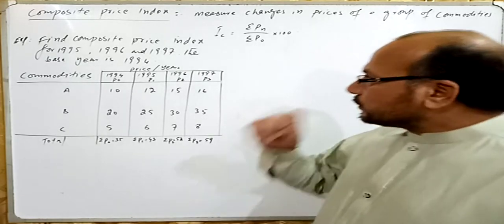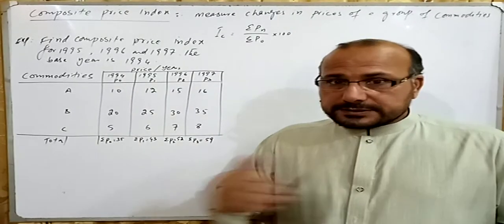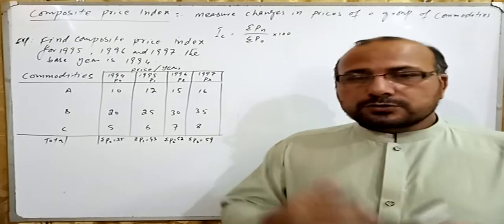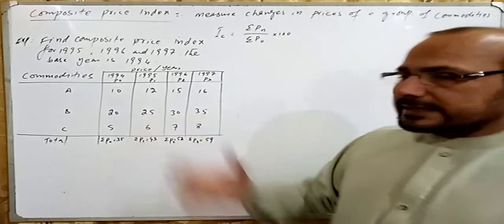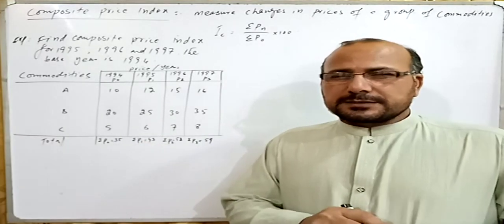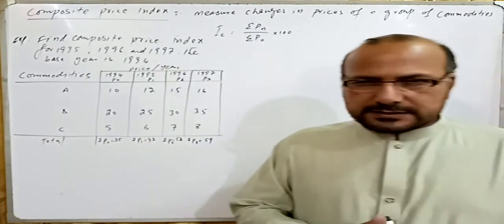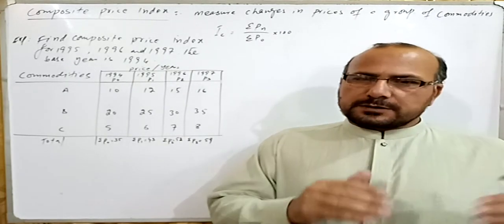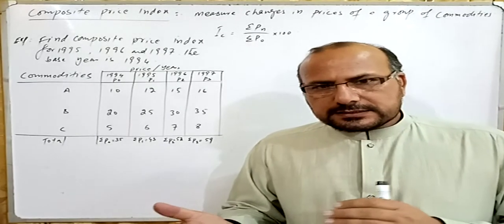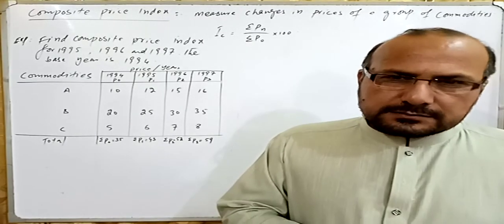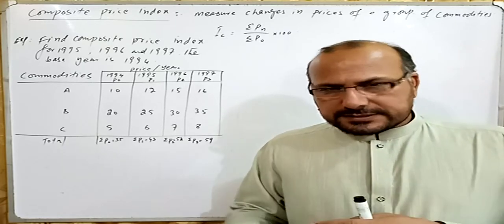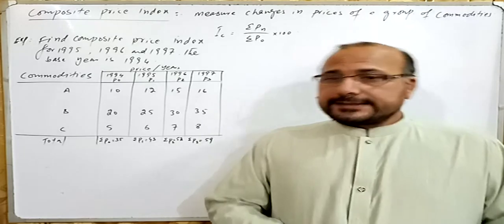So in this lecture we will continue the previous topic, that was composite price index, that is how to calculate the composite price index if data is given. Composite price index is basically used for the comparison of the prices of a group of commodities from one time period to another time period. And simple price index is the measurement of the prices of a single commodity from one time period to another time period.